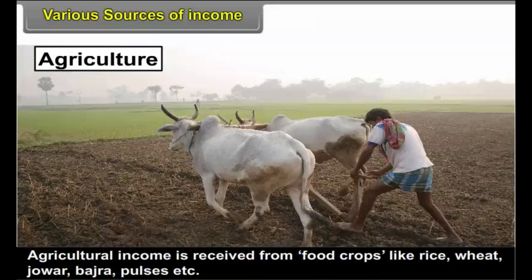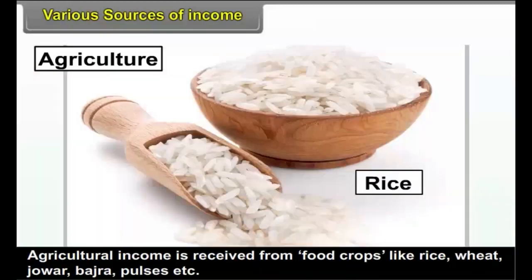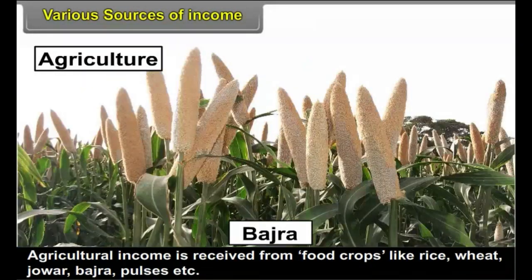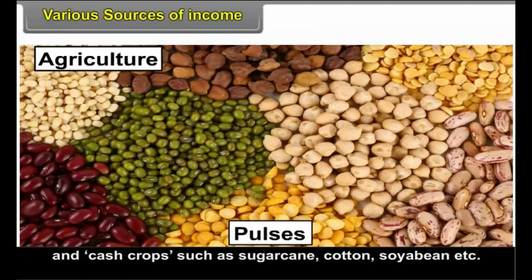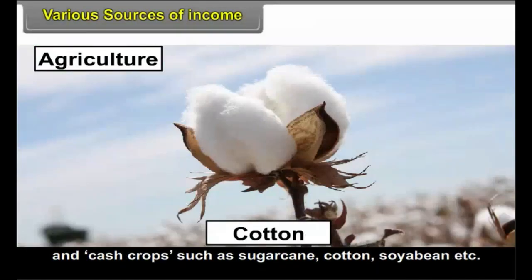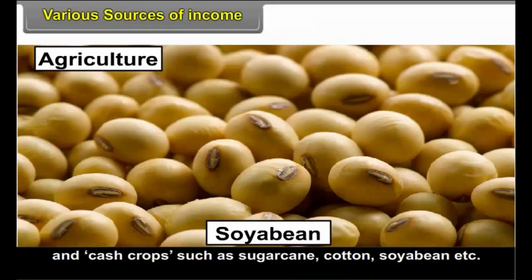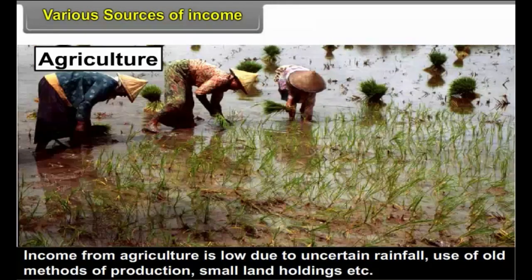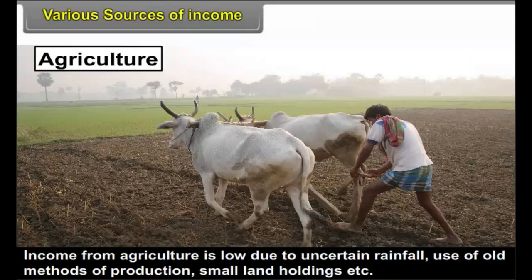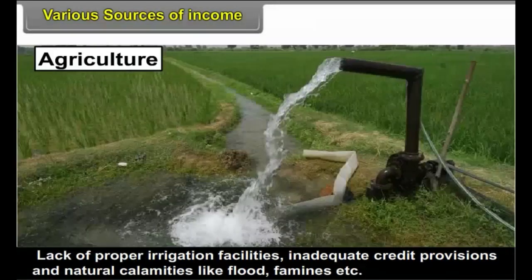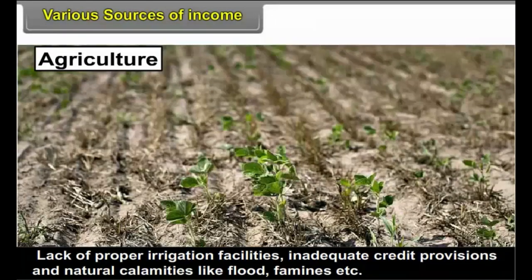Agricultural income is received from food crops like rice, wheat, jawar, bajra, pulses, etc. and cash crops such as sugarcane, cotton, soybean, etc. Income from agriculture is low due to uncertain rainfall, use of old methods of production, small land holdings, etc. Lack of proper irrigation facilities, inadequate credit provisions, and natural calamities like flood, famines, etc. are also responsible for low level of agricultural income.